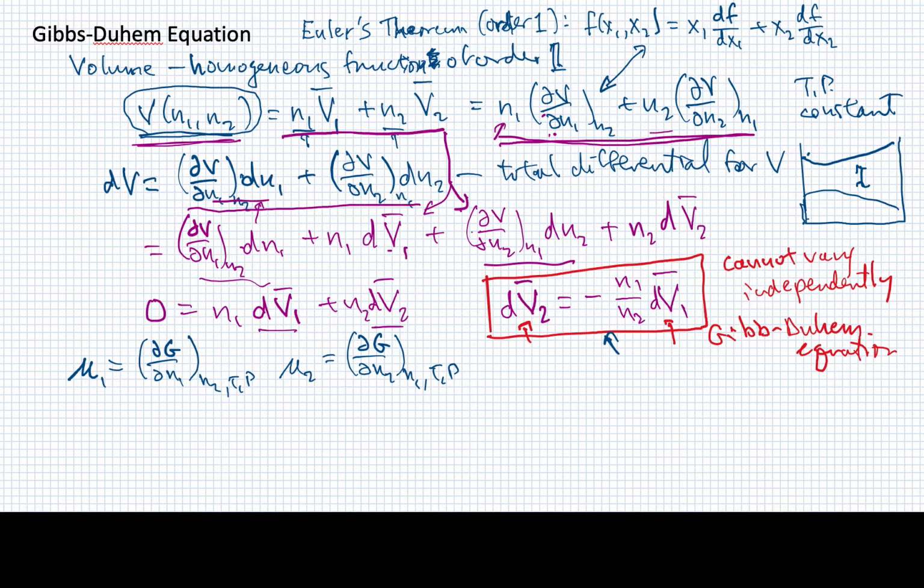So now we can write the Gibbs energy version of this relationship and say that 0 is equal to N1 times d mu 1 plus N2 times d mu 2. Remember, mu 1 and mu 2 are just like the partial molar free energies, partial molar Gibbs energies. So they're like these partial molar volumes. So I just substitute them in here. And now I've essentially got the Gibbs-Duhem equation for the Gibbs energy.